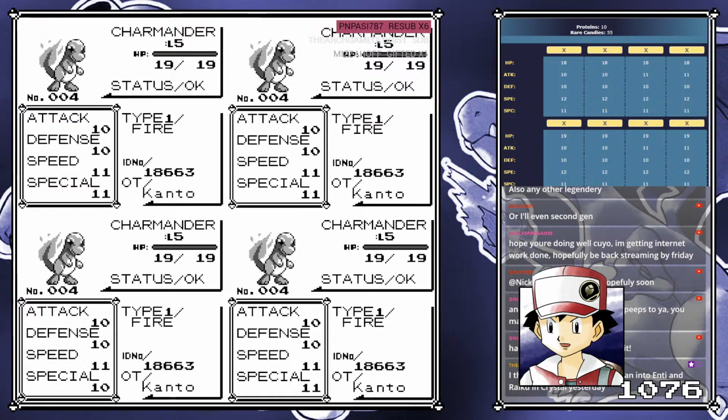Maybe in Crystal you can. I think Crystal might be the exception, because yeah, you encounter Suicune right off the bat, right? He stays there with the other two, if I'm not mistaken.